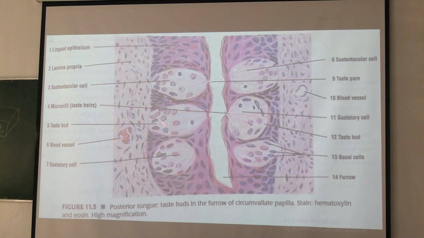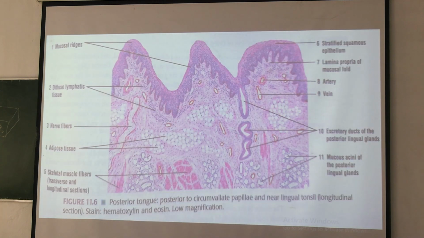This is an enlarged view of the taste buds, okay. Taste buds are lined by 3 types of cells: supporting cell, sensory cell, basal cell, and near the apex there is the gustatory pore, and here some microvilli are present, okay, which sense the taste sensation. And in the lamina propria, sections of blood vessels you will see.